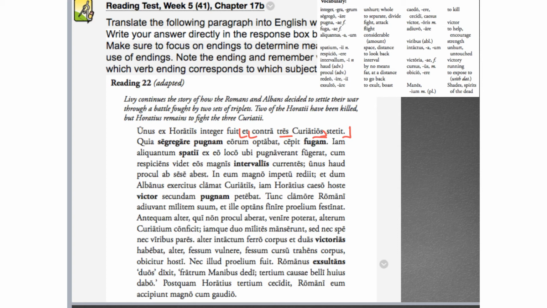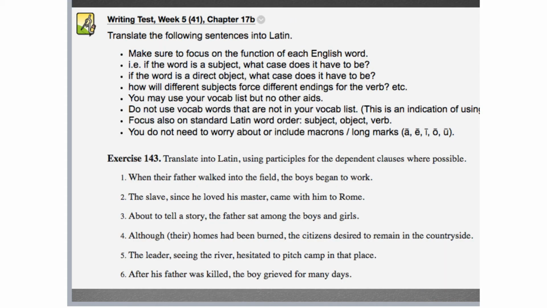All right, and then here, unus, nominative with that us ending. One of the Horatii, one out of, but we in English would just say sort of one of. So one of the Horatii, fuit integer, was healthy, was unhurt. All right, so that should get you going. Continue with it. And then the writing summative. All right, and we're translating the Latin.